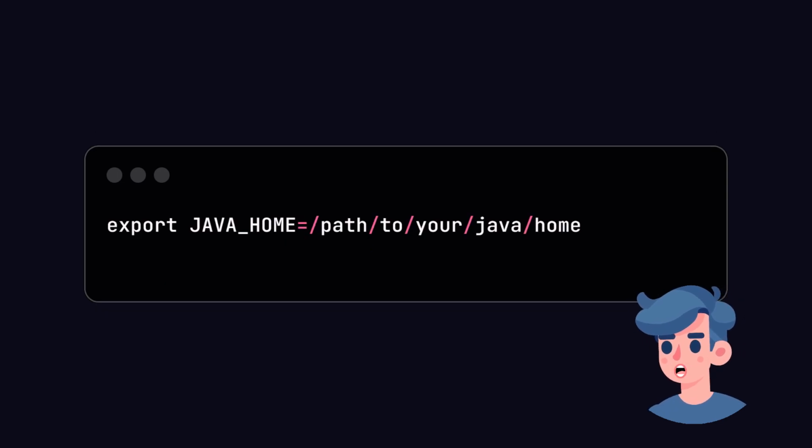Next, let's configure the Hadoop environment. Open the hadoop-env.sh file located in the etc/hadoop/ directory and set the JAVA_HOME variable. This points to your JDK installation.